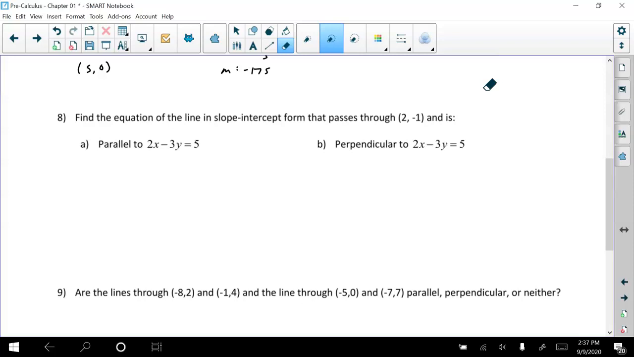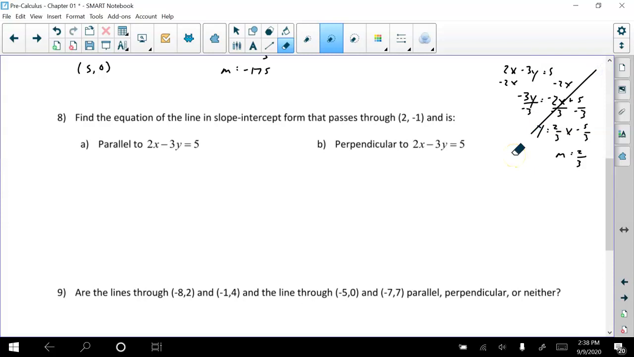So what we need to do is find the slope of the original line, which we don't know by looking at it. It's in standard form. We want it in slope-intercept form. So to get y by itself, subtract 2x from both sides. Negative 3y equals negative 2x plus 5. Divide everything by negative 3. Y equals 2/3 x minus 5/3. All I cared about was that the slope was 2/3. I can throw the rest of the line away. I don't need it anymore.